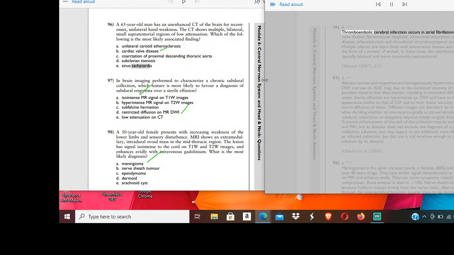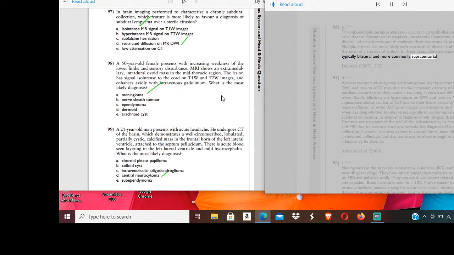96. B. Thromboembolic cerebral infarction occurs in atrial fibrillation, cardiac valve disease, fibromuscular dysplasia, intracranial aneurysms, sickle cell disease, atherosclerosis, and thrombotic thrombocytopenic purpura. Multiple infarcts are more likely with extracranial disease, and can take the form of a shower of emboli. In these cases, the distribution is typically bilateral and more commonly supratentorial.